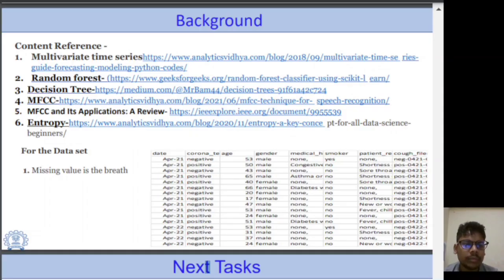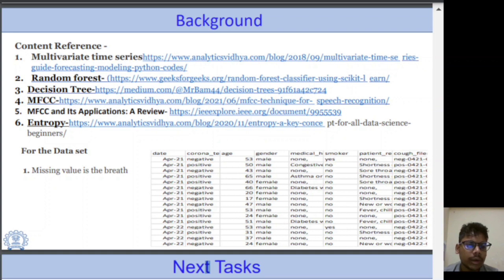Now, for this presentation, we refer the content from these sites. Multivariate time series, we take the analytic random forest, we take the GeeksforGeeks decision trees. Also, we take Medium and freeCodeCamp, we take Analytics Vidhya, and we take the slides and the content of these links.